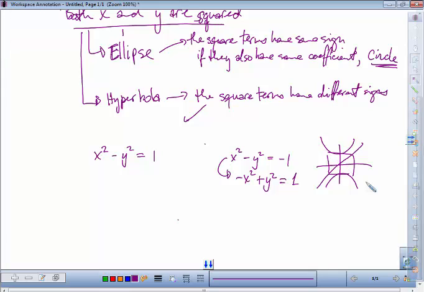I don't know if that got all confusing. Maybe if I change the color of... This isn't really part of the graph, but it's part of what helps you draw your hyperbola.